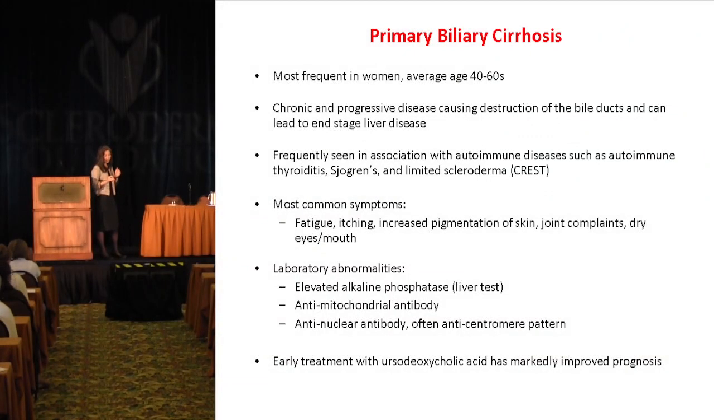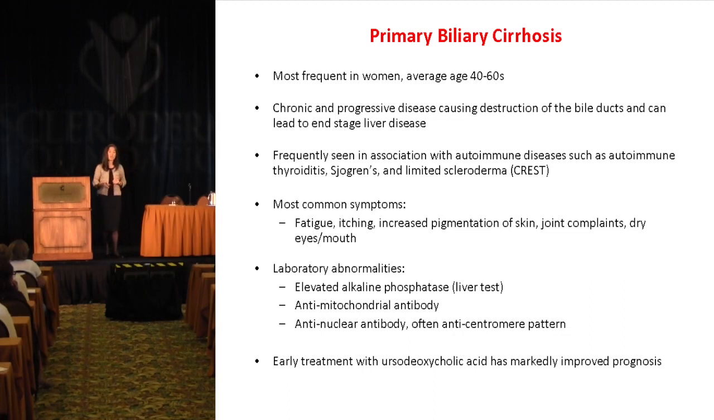And then I'm just going to very briefly touch upon primary biliary cirrhosis, which you should be aware of. Again, I think it was 4%, so pretty infrequent, but most frequently in women ages 40s to 60s. This is a chronic progressive disease that leads to destruction of the bile ducts, and if untreated, it can lead to end-stage liver disease. It can be seen in association with autoimmune thyroiditis, Sjogren's, and mostly limited, not diffuse, scleroderma, which we formerly referred to as CREST syndrome. We try to avoid that term these days, but limited.